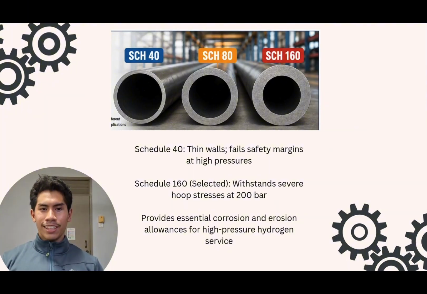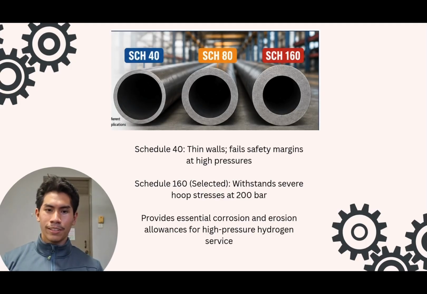At 200 bar, standard Schedule 40 pipes fail required safety margins due to their thin walls. We selected Schedule 160 to withstand severe hoop stress and provide essential corrosion and erosion allowances.